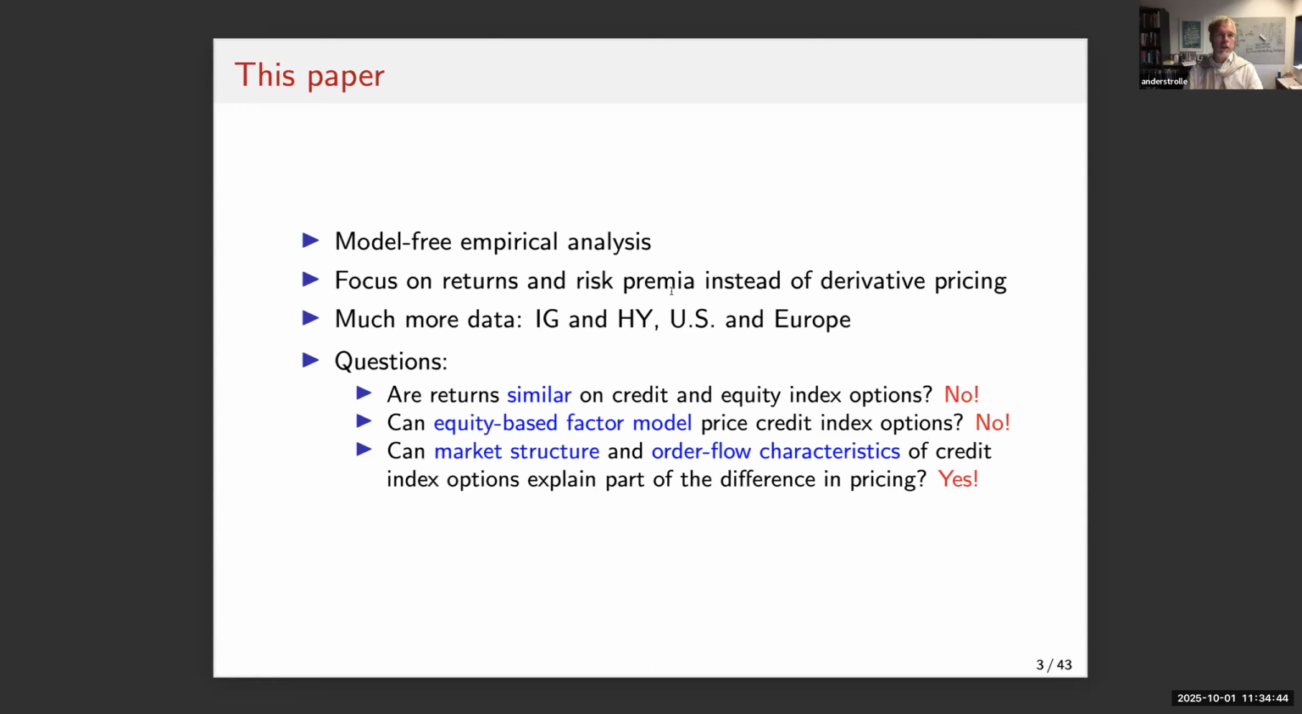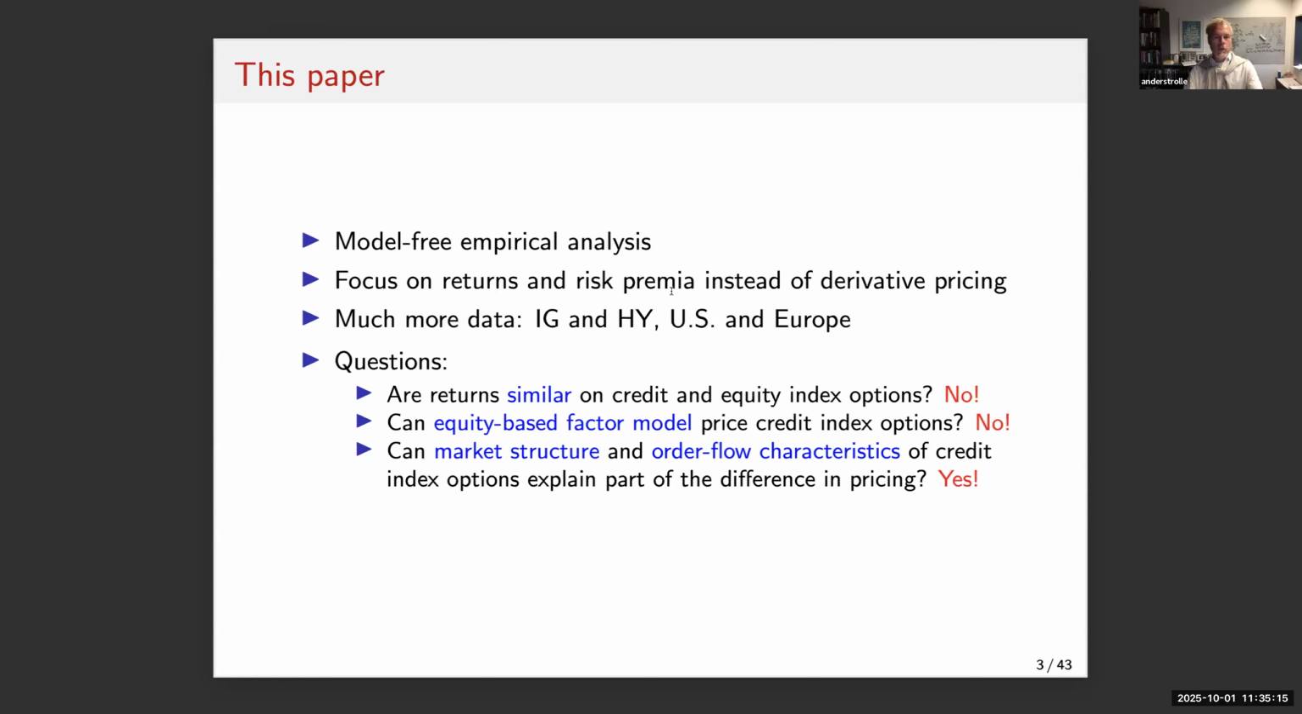And the main question that we ask in the paper is whether the returns on these credit and equity index options are similar. And we find that that is very much not the case. The credit index options have average returns that are much more negative than equity index options. And that's a very robust finding across ratings and regions and across the entire volatility surface.